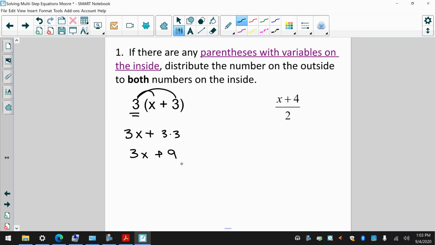Okay. You can also do this for division. Remember we talked about those parentheses that are assumed in the numerator and the denominator. I have x plus 4 divided by 2. I can also distribute that divided by 2 to both of those. I can have x divided by 2 plus 4 divided by 2, which gives me x divided by 2 plus 2. These are the same thing.